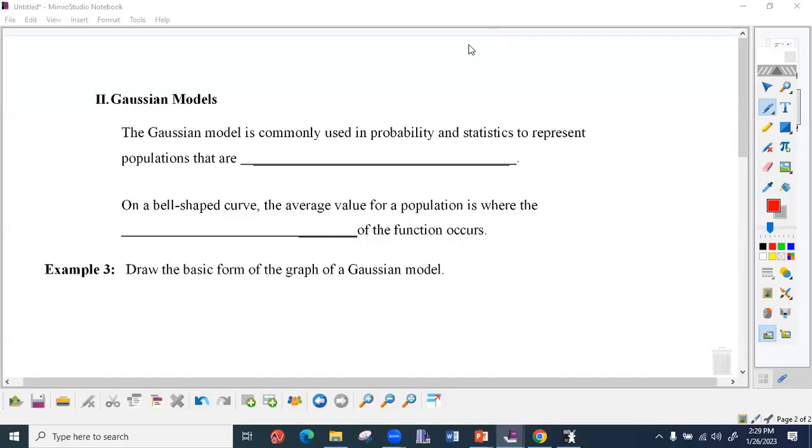Okay. Our next model that we're going to look at is the Gaussian model. The Gaussian model is commonly used in probability and statistics to represent populations that are normally distributed, is what we're putting here. So we're writing normally distributed. I feel like I'm spelling that right, y'all. There we go. Okay, and it's usually modeled on a bell-shaped curve. The average value for a population is where the maximum Y value is.